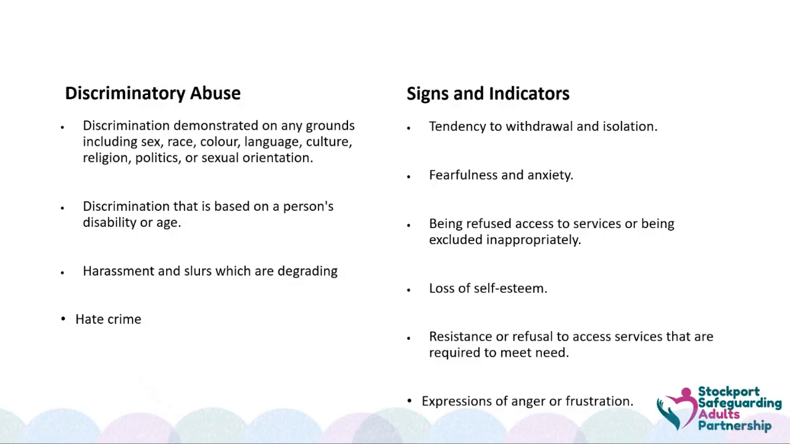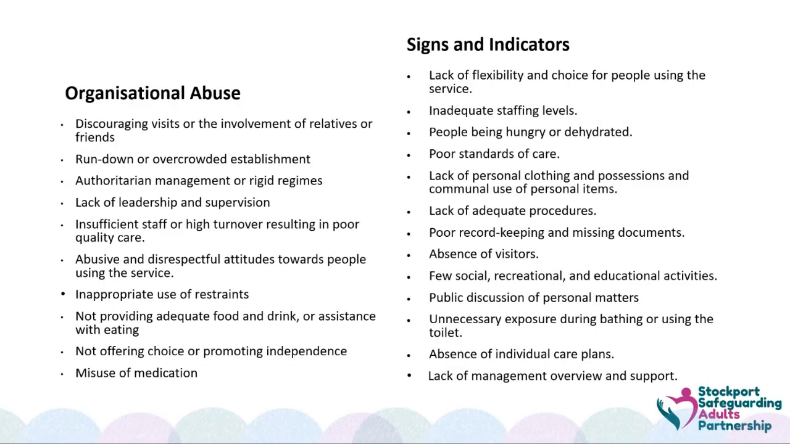Organisational abuse. And that may be where, just as an example, in a care setting they're discouraging visits or the involvement of relatives or friends. It may be that that establishment is run down or overcrowded. It may be that the management has authoritarian and rigid regimes. It may be that that organisation, that establishment has a lack of leadership and supervision. And it may be that there is insufficient staff or a high turnover resulting in poor quality care.